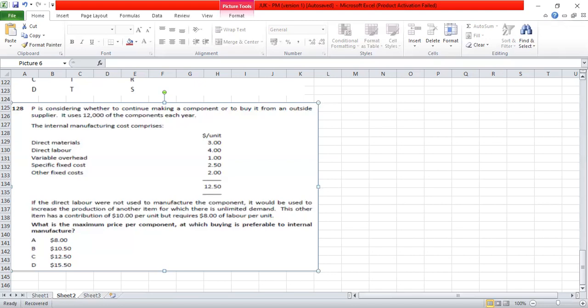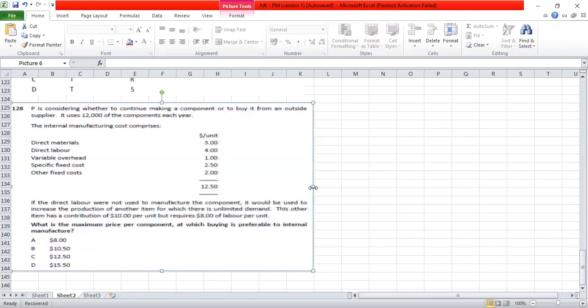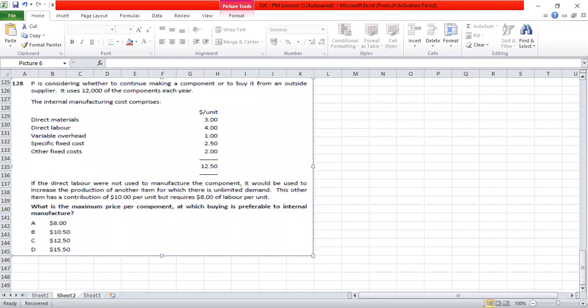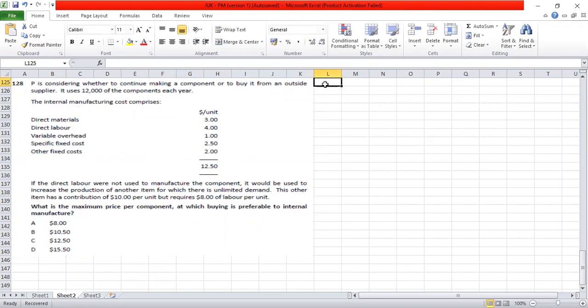It is not a very simple question. There is an adjustment which is to be considered. Any point of time, if you feel that you're not able to understand, stop me. Don't hesitate. The concept is the same, that is to make or buy: make the component or buy the component from an outside supplier.